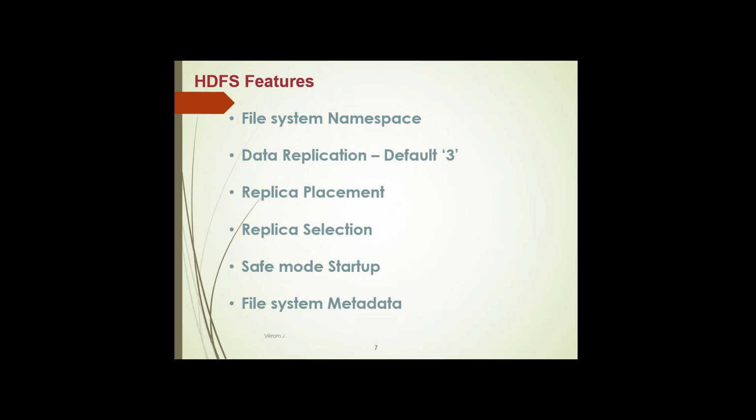The next point is file system metadata. Metadata means data about the data, like an index in a book, where the topic name and the reference to the page number are given. In the same way, wherever the data is located, the name node address, how many blocks it has, the file name, the directory path, all this information will be with the name node, which we call metadata.